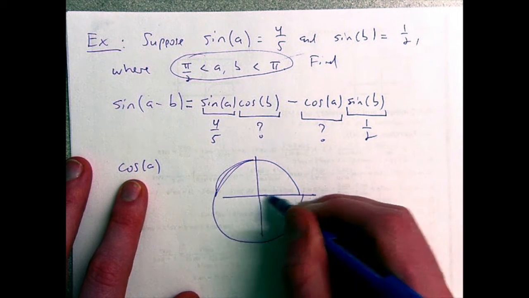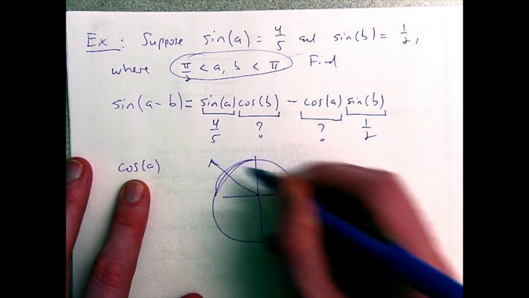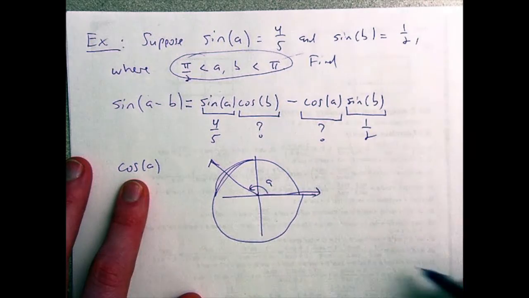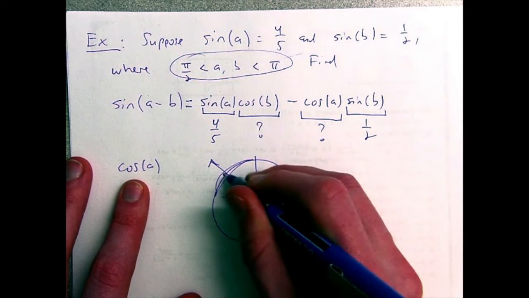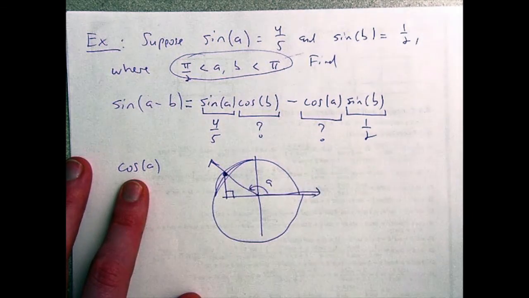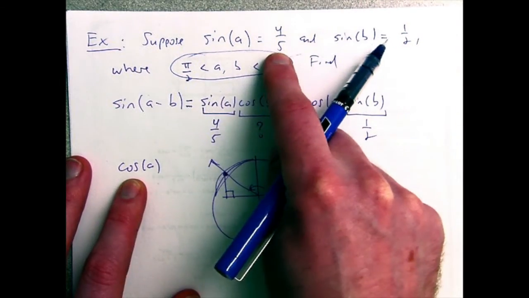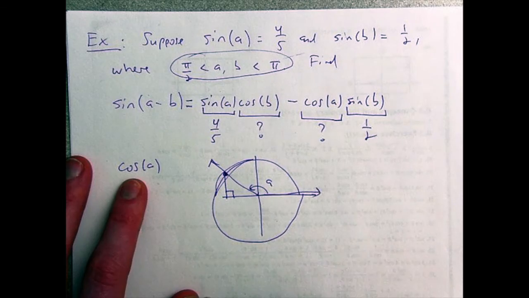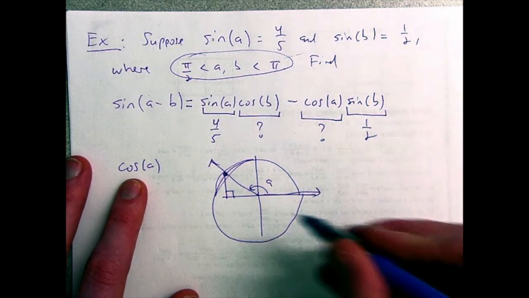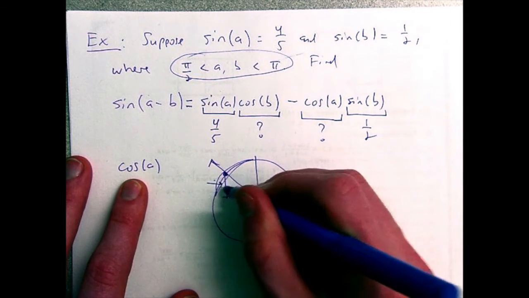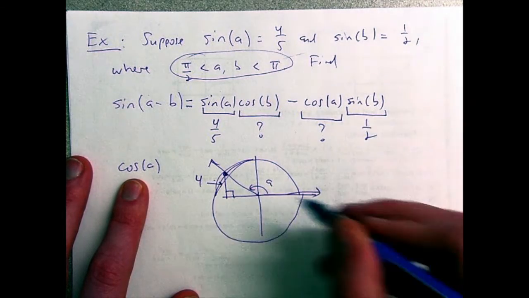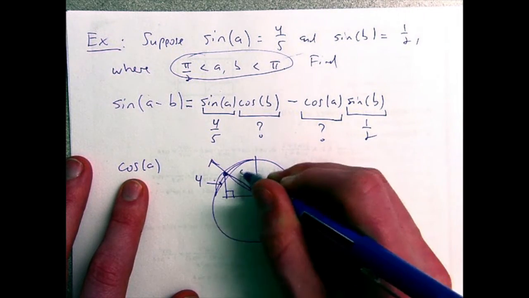So let me draw a picture of angle A. Maybe A is this angle right here. And now take this point and draw a right triangle. Now what do we know? We know that the sine of A is 4/5. And we know that the sine of A is opposite over hypotenuse. That means that this side right here is 4, and this side here is 5. That's the hypotenuse. Okay.